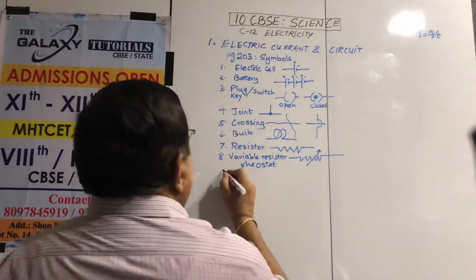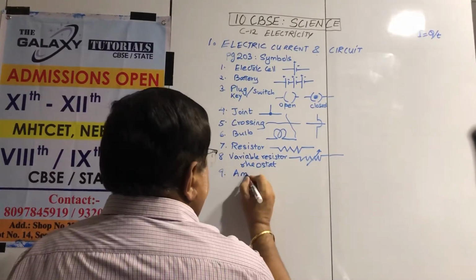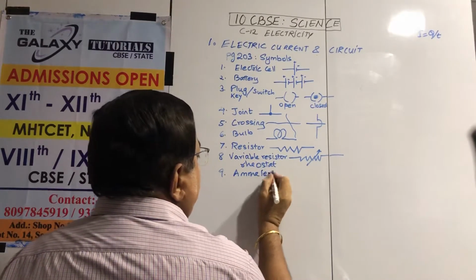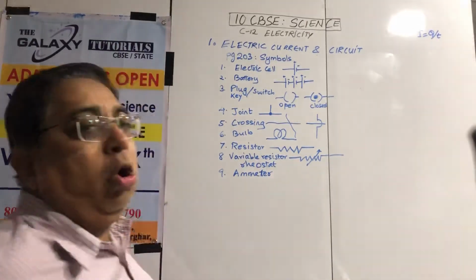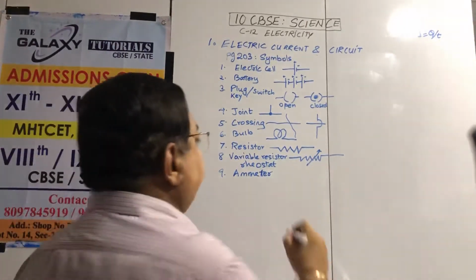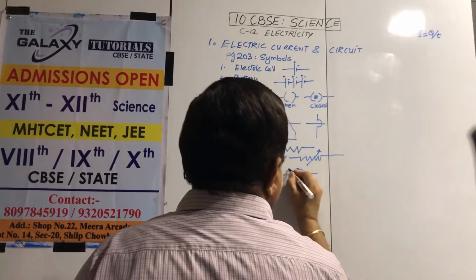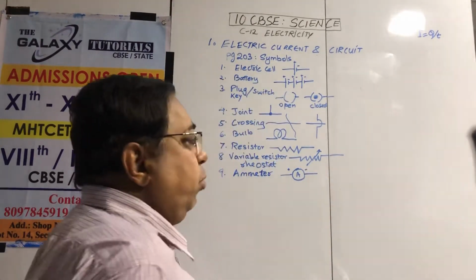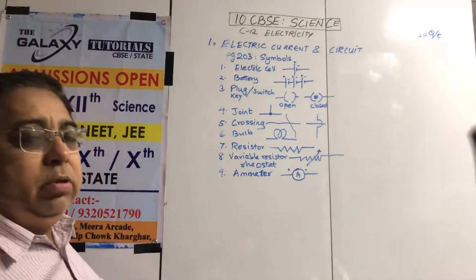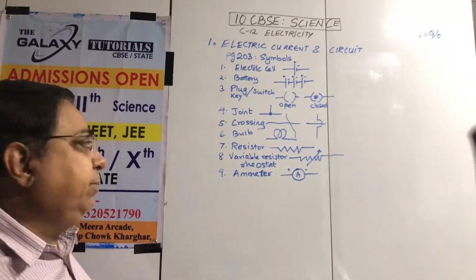Then we have an ammeter. This will help us to measure amps or the current. This is shown by a circle with an A written on it. Two wires are coming out of it, one on the positive side, one on the negative side, to measure.